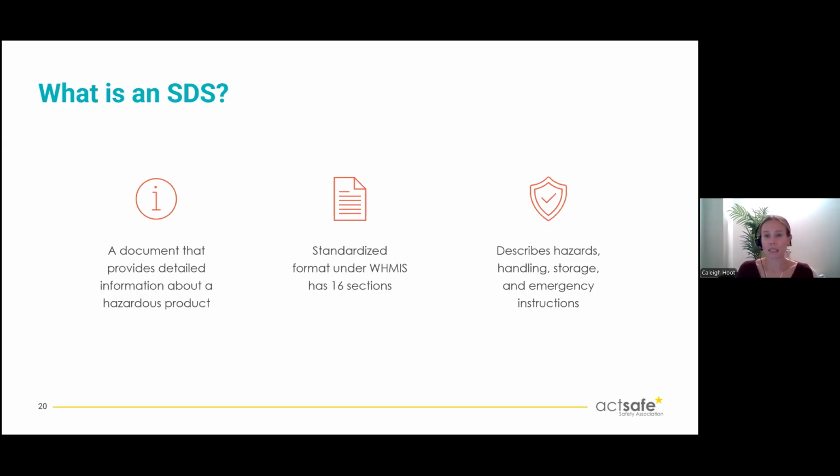So we use SDSs for a few very key reasons. Similar to our WHMIS, we want to identify hazards before we start work. We want to know how to store things, handle things, use things safely. And then we really want to understand what to do in an emergency. So that could be a spill, a fire, an exposure. We want to know how to deal with this product.